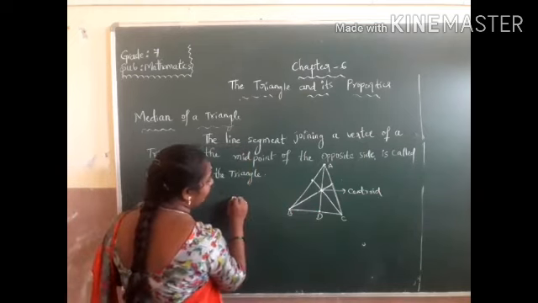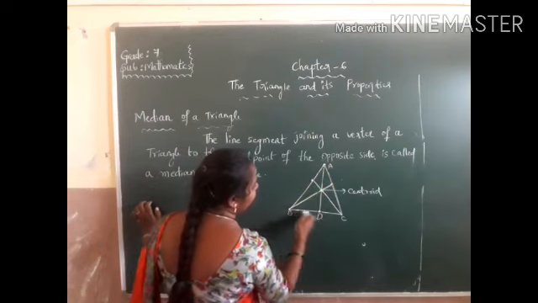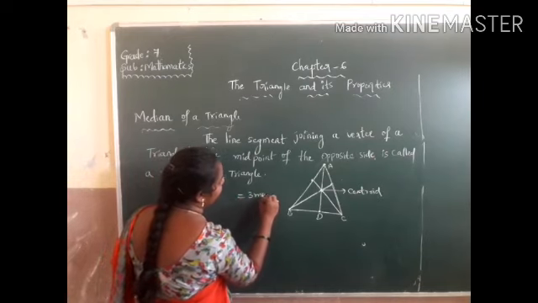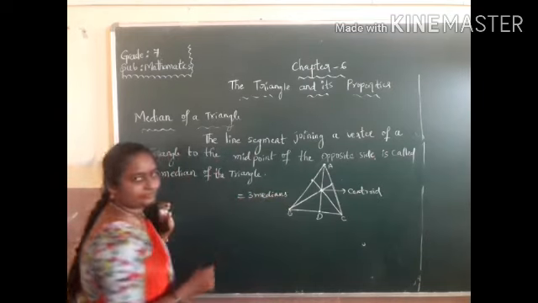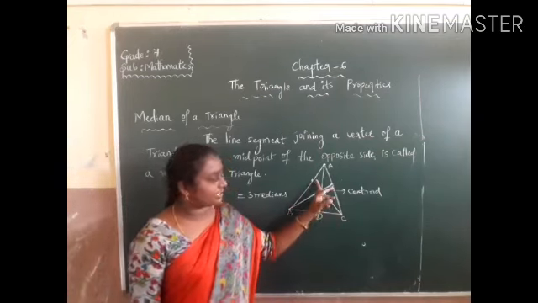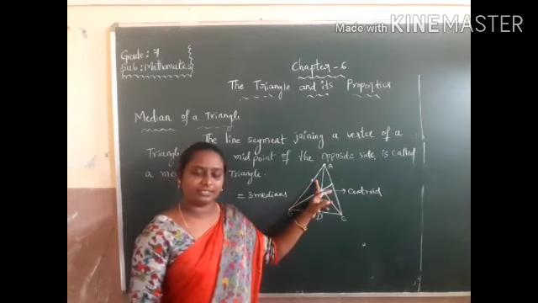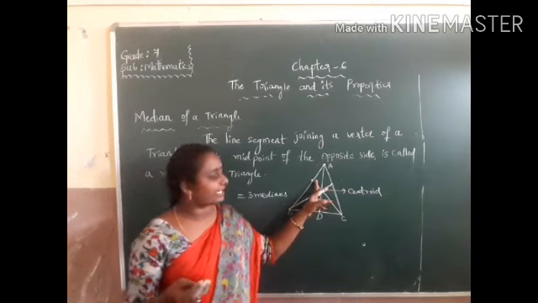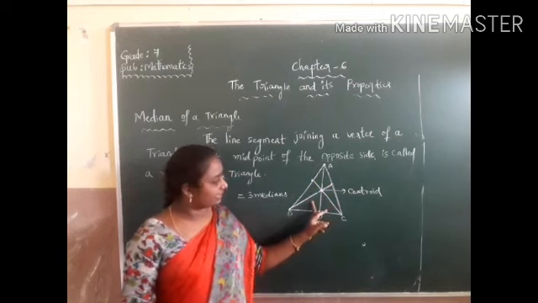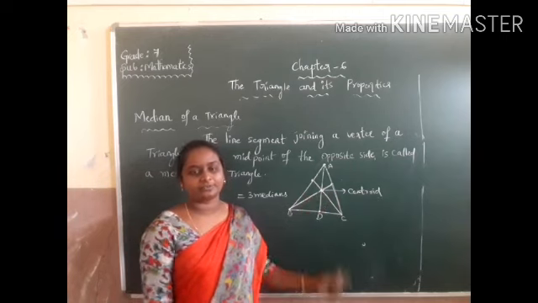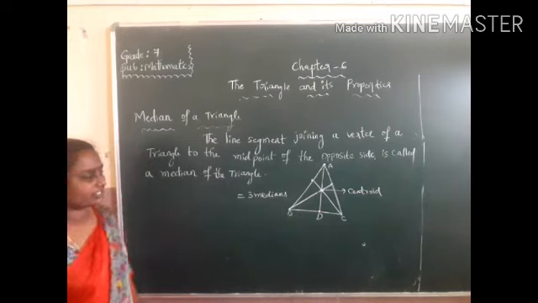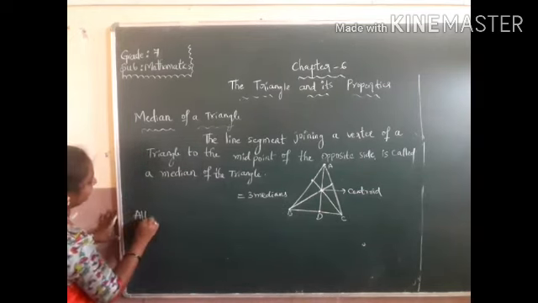So now tell me how many medians are contained in the triangle? Yes, 3 medians. A triangle has 3 medians. Do all these medians lie in the interior or outside? Yes, these three medians wholly lie in the interior of the triangle. Okay, next, altitude of a triangle.